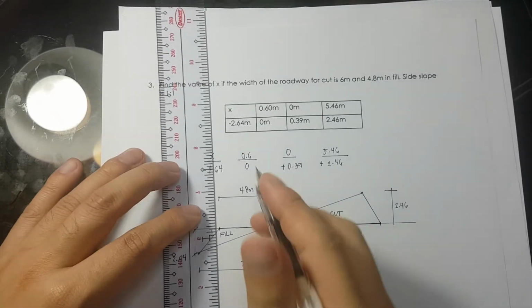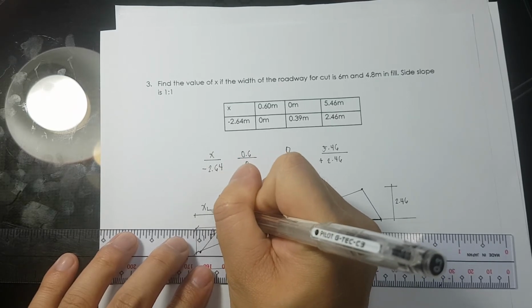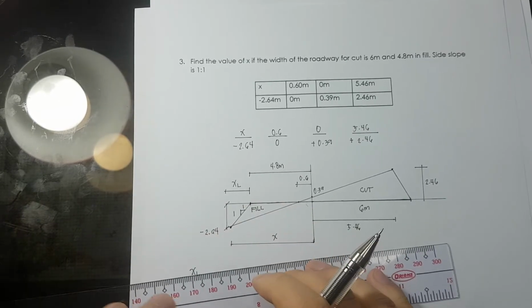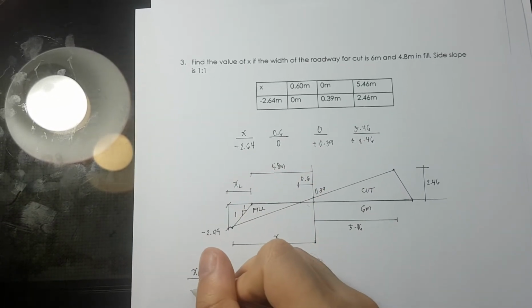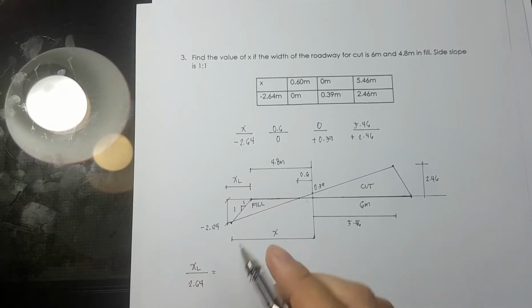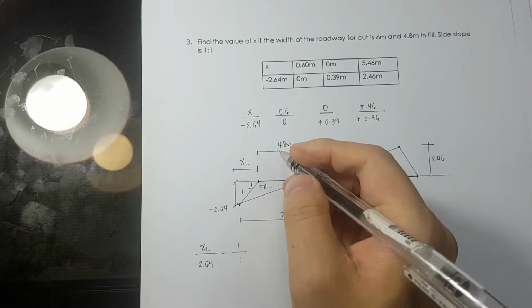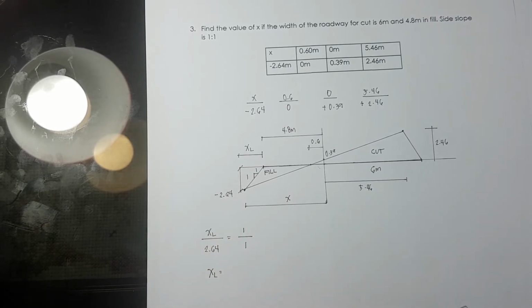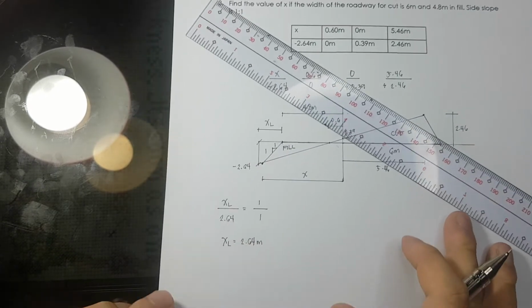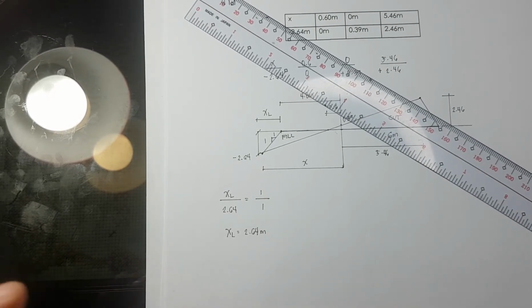Okay? So, i-abbreviate natin yung hahanapin nating distance as x of L. So, x of L, so horizontal is to vertical. So, x of L, horizontal, is to the vertical of 2.64 is equivalent to 1:1. So, we have the slope of 1:1. XL, therefore, is equivalent to 2.64 meters.